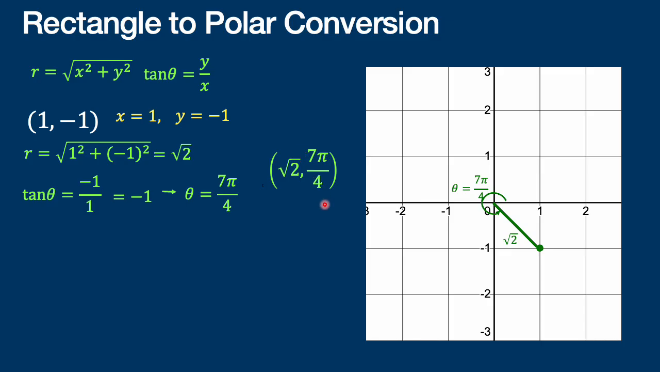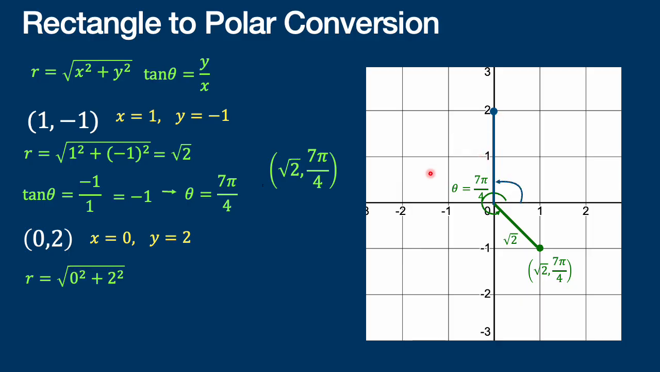You have different representations for the point, but I have a restriction: r is positive, theta is between 0 and 2 pi. Let's have another example right here, (0, 2). Where is (0, 2)? Let's plot. Here is (0, 2), right? x equals 0, y equals 2. You're right there. We want to find r. Let's find the distance first, guys. Distance r is going to be the square root of 0 squared plus 2 squared. That's the square root of 4. The distance is going to be 2.